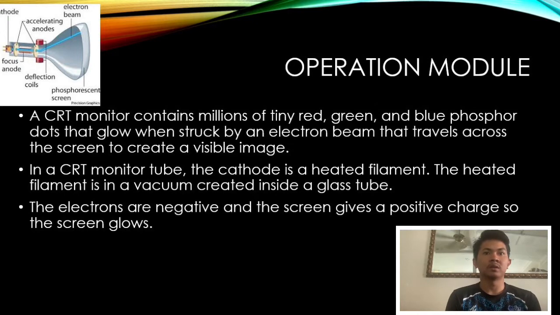In a CRT monitor tube, the cathode is a heated filament. The heated filament is in a vacuum inside a glass tube. The electrons are negative and the screen gives a positive charge, so the screen will glow.